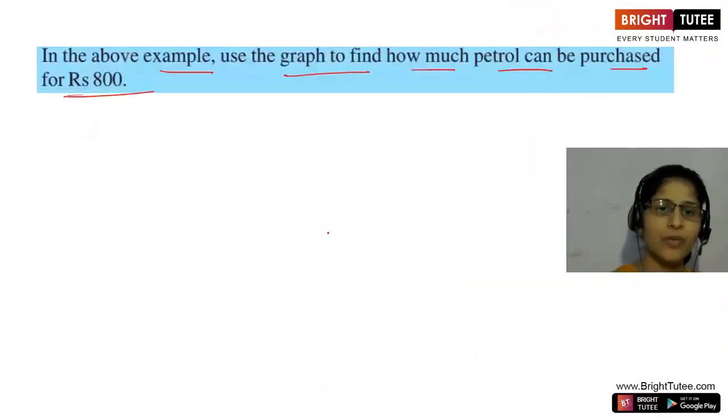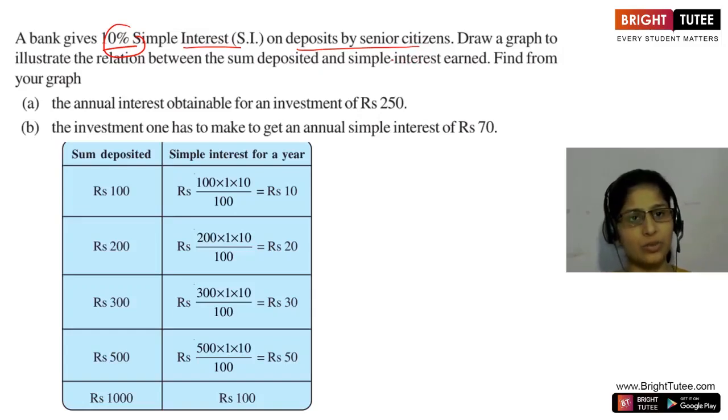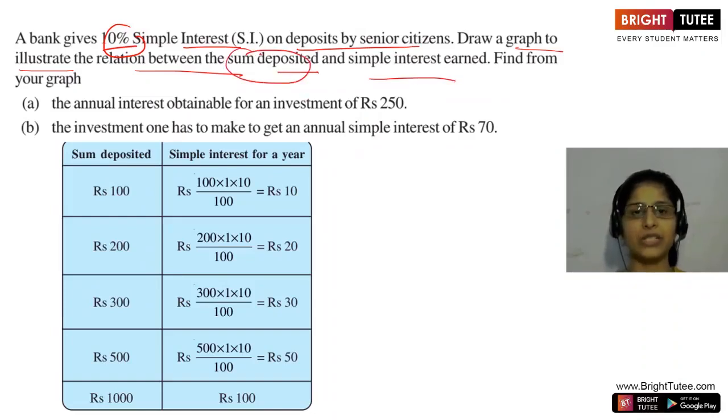Okay. Moving ahead, there is another question that is also application based. It says there is a bank that is giving 10% simple interest on deposits by senior citizens. So whatever amount senior citizens deposit in the bank, there will be an interest of 10%. So we have to draw a graph that illustrates the relationship between the sum deposited and the simple interest. On one axis we will take the sum deposited, on the other axis we will take simple interest.